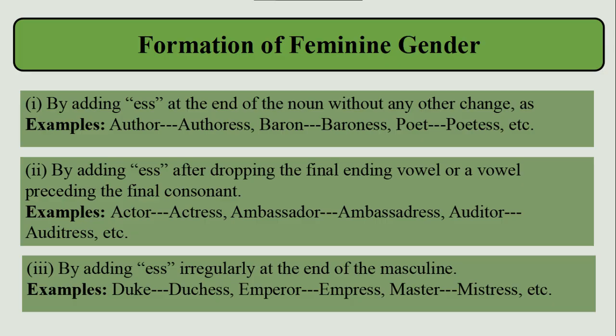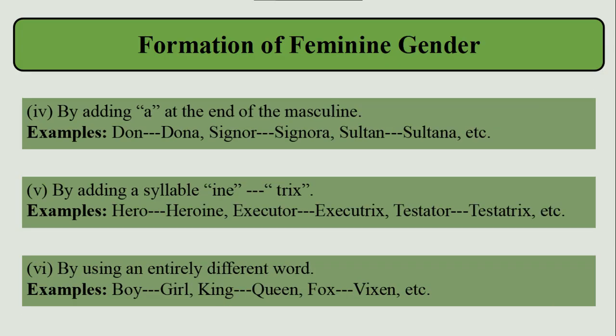Okay. And then there are irregular ones that don't seem to follow a neat pattern. Duke to duchess, emperor to empress. These often reflect older linguistic forms. Right, those feel historical. Then you see influences from other languages. English borrowed a lot, so you get suffixes like a, often from Spanish or Italian. Señor becomes señora. Oh. Or suffixes like ine or trix, often Latin in origin. Think hero to heroine, or executor to executrix. Executrix, right. You see that in legal context sometimes. Definitely. And sometimes there's no connection at all.